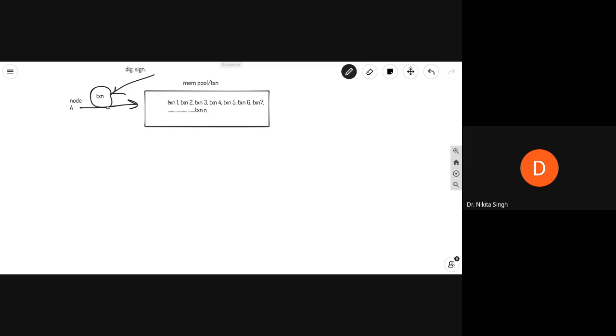So a node A creates a transaction, it signs the transaction with its digital signature. The signed transaction goes into this transaction pool. Now, this node A that is creating a transaction is known as a general node. We have other nodes, which are the miner nodes. These are special nodes that have the task of generating blocks on the blockchain network.